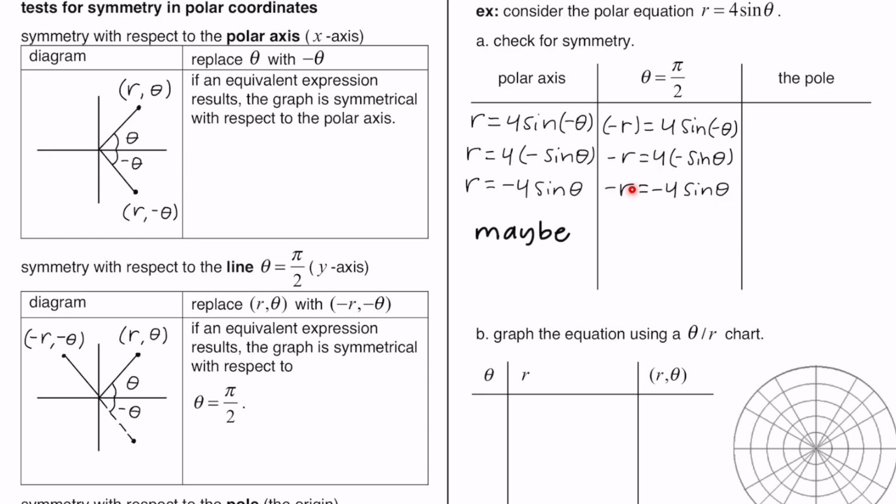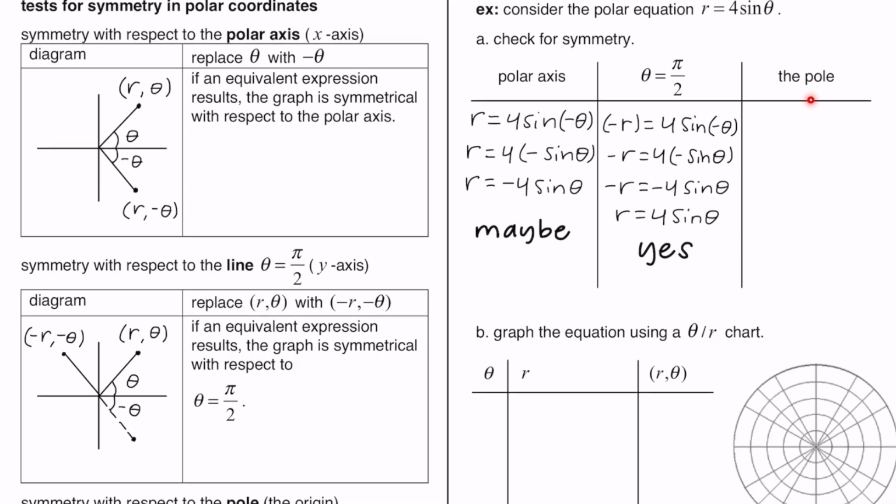And finally, we'll isolate the r. So we're going to divide both sides by a negative. And when you divide both sides by a negative, you get r equals 4 sine theta. Since this is exactly like the original equation, this graph does have symmetry about the line theta equals pi over 2. So I just wrote yes to indicate that.